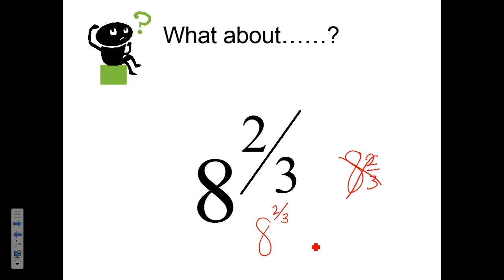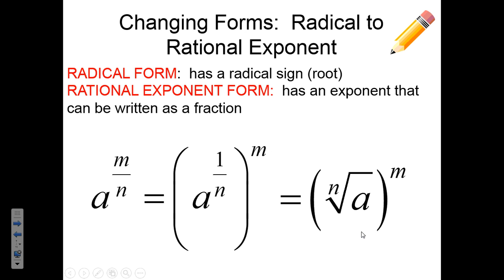Now, what we're going to do is we're going to talk about what that means, okay? So we're going to go ahead and talk about how do we change forms from radical to rational. So what does it mean to be a radical? Remember, radical form means that it has a radical sign, or one of those roots. A rational exponent means that it has an exponent that can be written in fraction form. So what this is telling me is, how do I get from rational exponent form to radical, or vice versa?